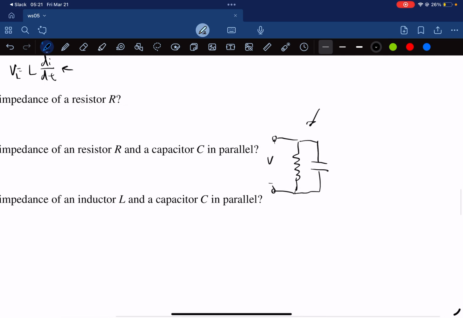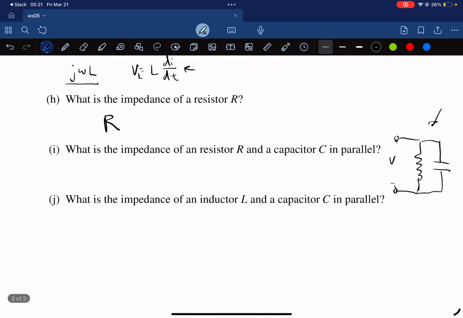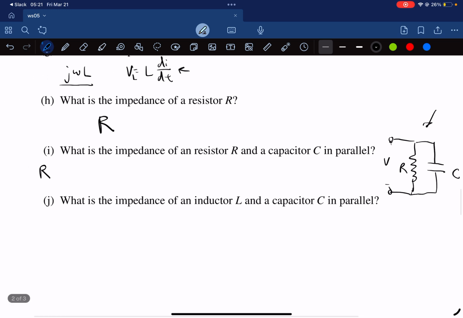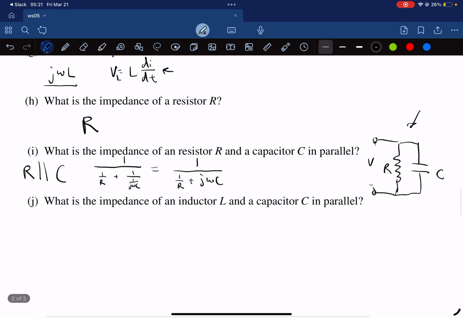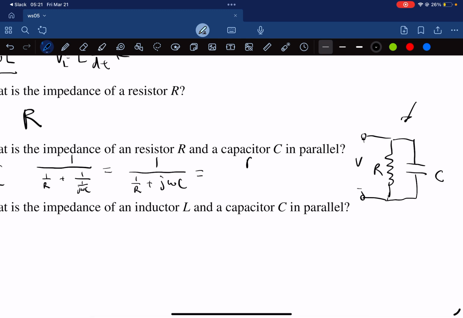So we see two things in parallel. There's going to be a resistor and a capacitor here in parallel, right? So we can say the impedance is going to be equal to R in parallel with C, which is going to be equal to 1 over R plus 1 over j omega C, which is also equal to 1 over R plus j omega C, which we like to simplify to R over 1 plus j omega RC.